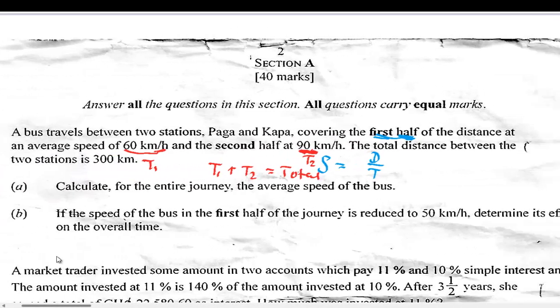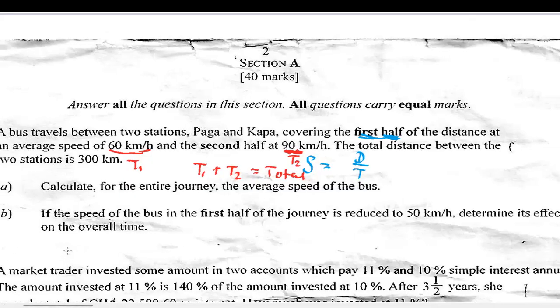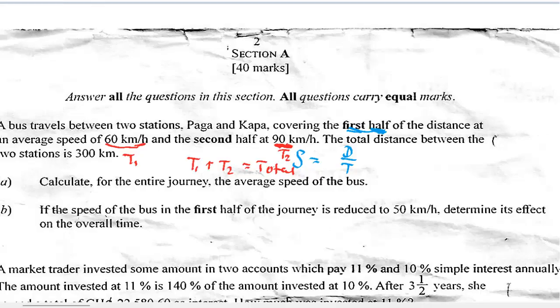So if we come to B, it's saying that if the speed of the bus in the first half of the journey is reduced to 50 kilometers per hour, determine its effect on the overall time. So here, initially the speed was 60 kilometers per hour. So the question is, if that speed was rather reduced to 50 kilometers per hour in the first half of the journey, what would have been its effect on the overall time, right?